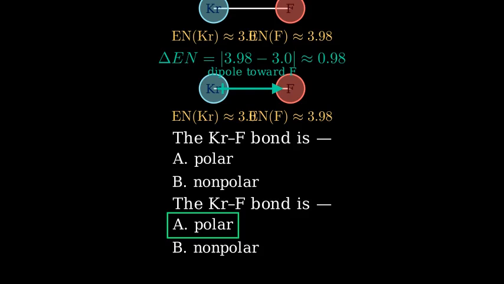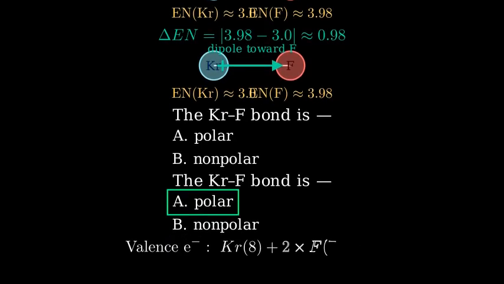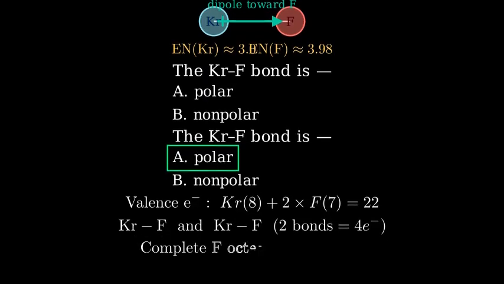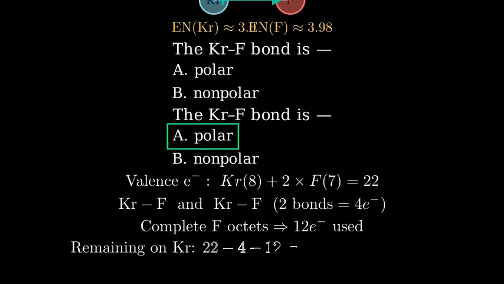We'll use VSEPR theory. Count valence electrons, draw a Lewis structure, then infer the shape. Krypton has 8 valence electrons. Each fluorine has 7. Total is 22 electrons. Make single bonds to fluorines that uses 4 electrons. Complete fluorine octets with 12 electrons. 3 lone pairs remain on krypton.